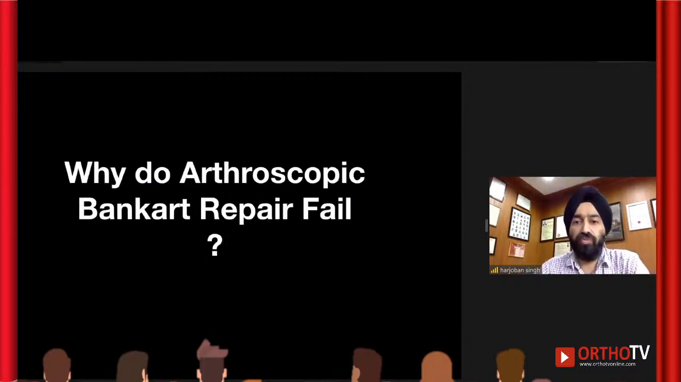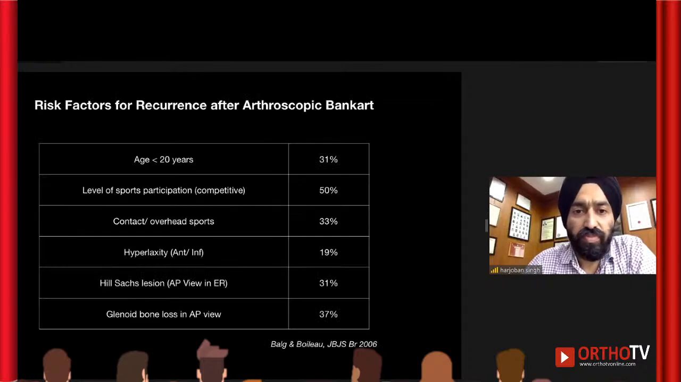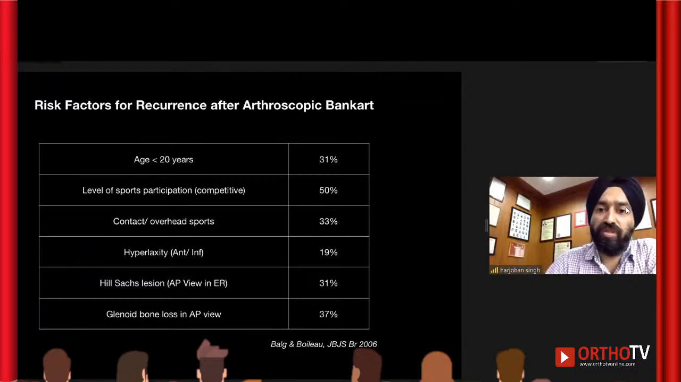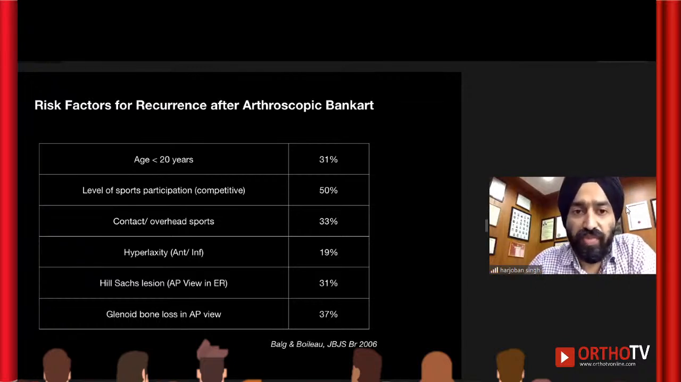So why do these arthroscopic Bankart repairs fail? If we have restored the anatomy, then this should be stable, but they do fail. So Pascal Boileau in 2006 came out with risk factors for recurrence of shoulder instability after the arthroscopic Bankart repair. And he also gave a percentage of risk involved with these surgeries. So first was the age of the patient at the time of surgery. If it is less than 20 years, the patient has a 31% chance of recurrence after Bankart's repair.